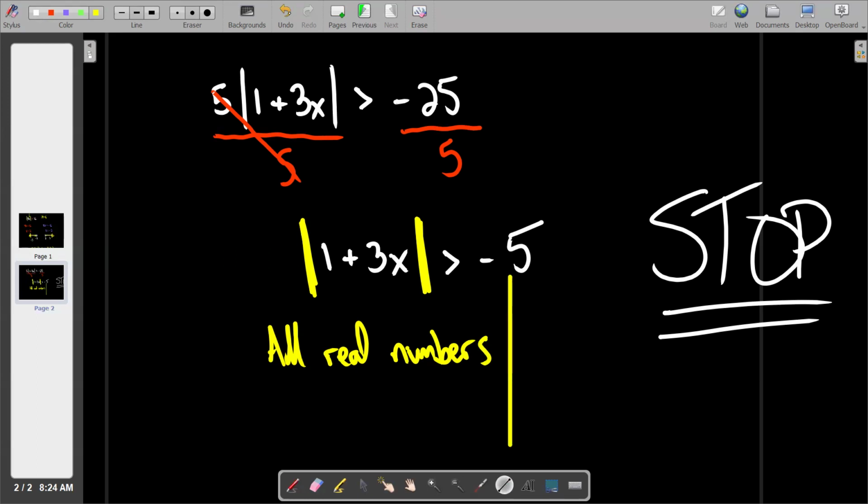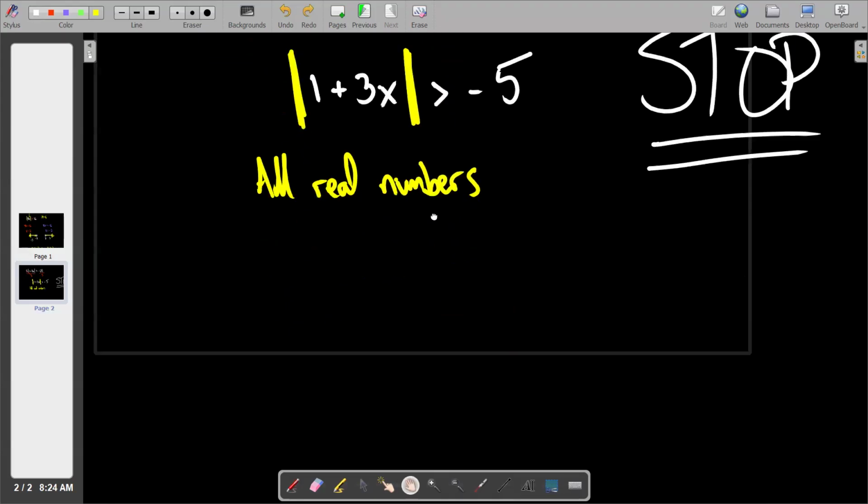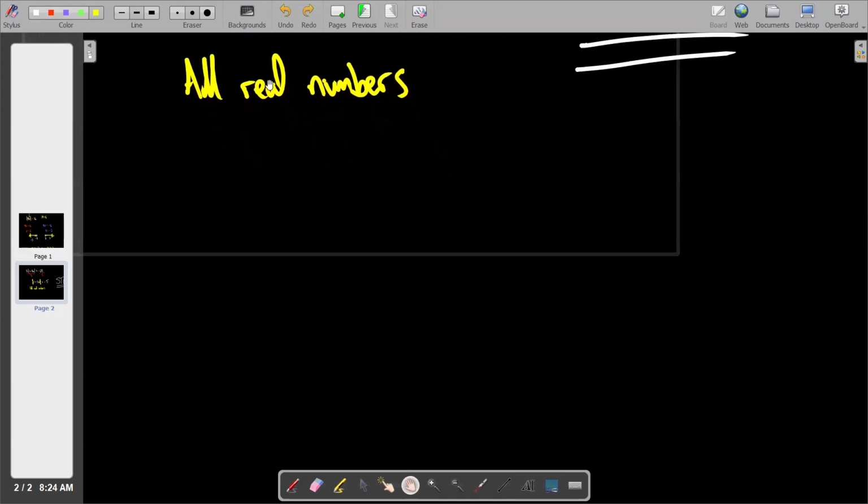As annoying and silly as it might seem, the graph still has to exist. And the graph is a number line. So there should be a physical number line there. And then over the top of that number line, there should be visible shading with arrows on both ends to indicate that my solution set goes infinitely in both directions. Done.